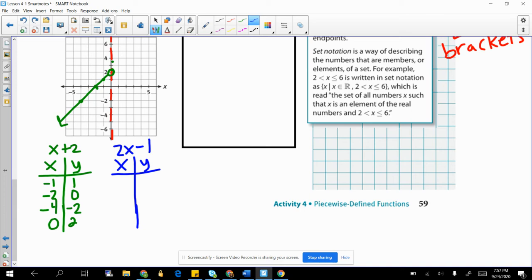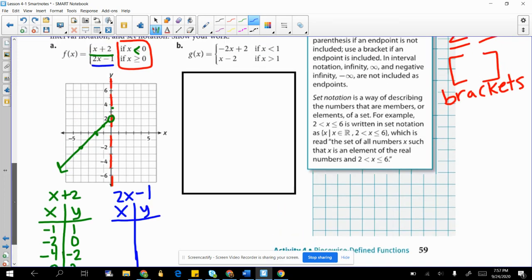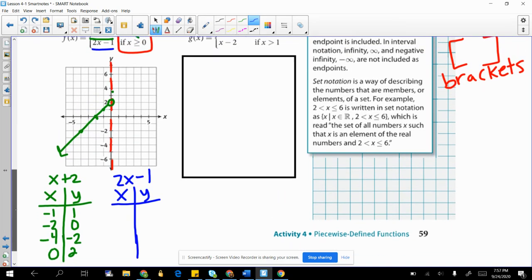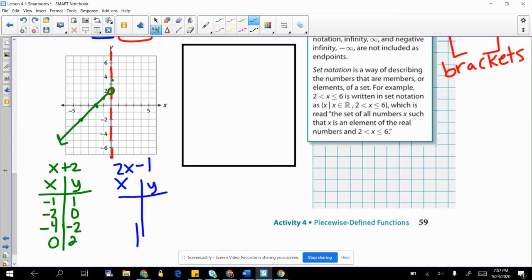So we are going to plug in, its blue one is x is greater than or equal to 0. So, okay, we're going to plug in 0. And 2 times 0 is 0 minus 1 is a -1. Let's plug in 1. 2 times 1 is 2 minus 1 is 1. Let's plug in 2. 2 times 2 is 4 minus 1 is 3.